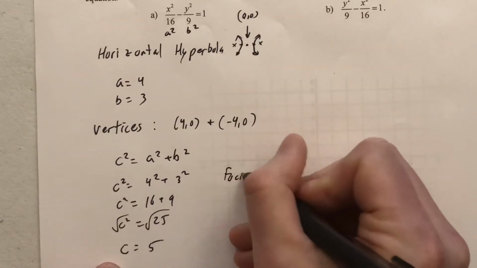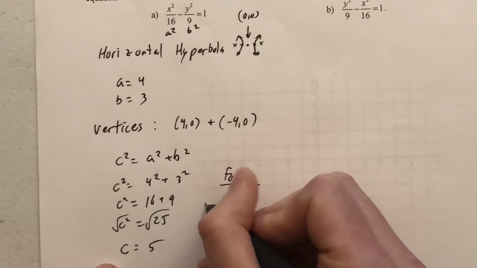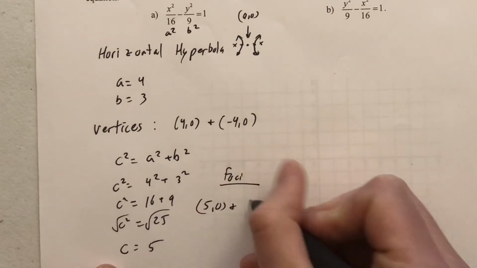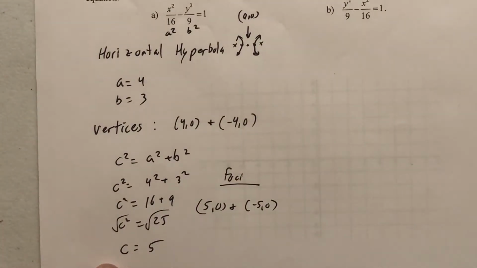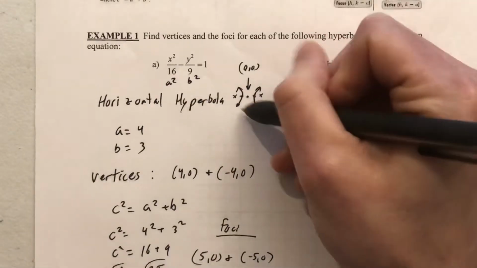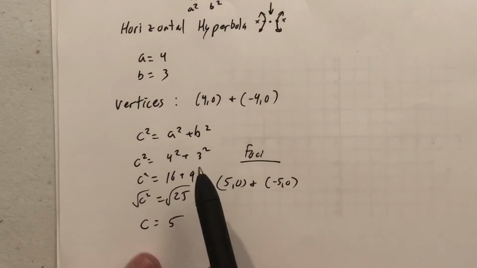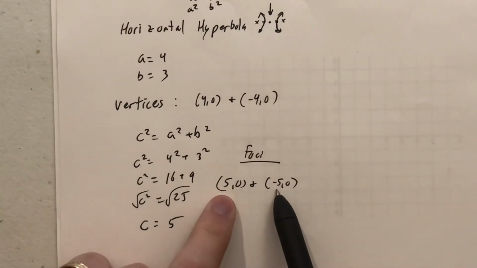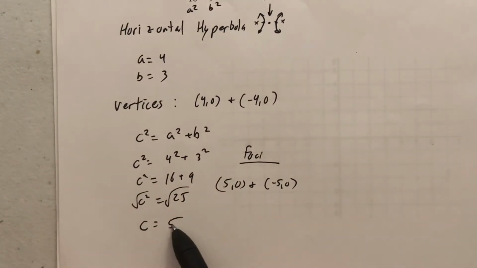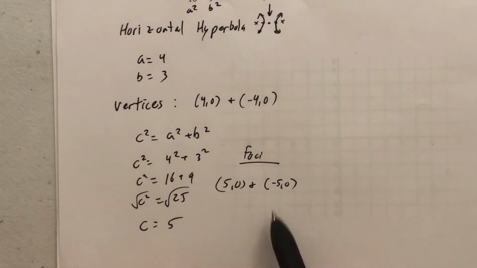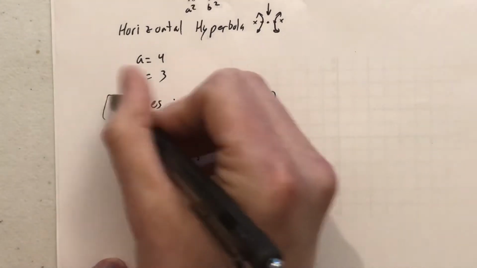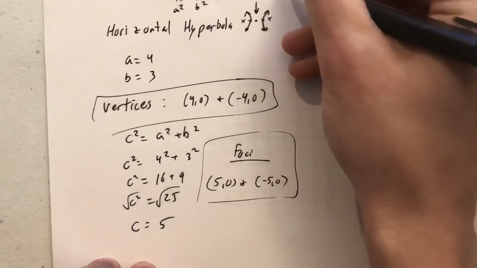So our foci will be at 5, 0, and negative 5, 0. I really think even just drawing a basic sketch like this is very useful to help you understand, once you find c, what it affects, where that value is added and subtracted to find those foci. So there's the foci and the vertices.